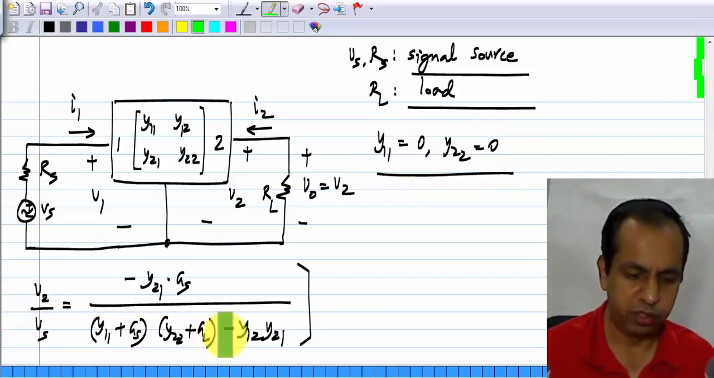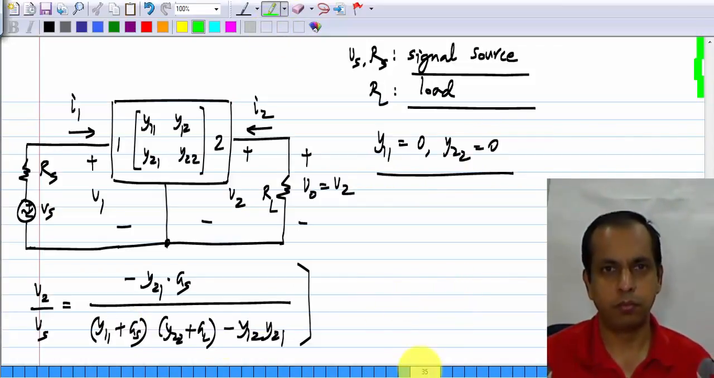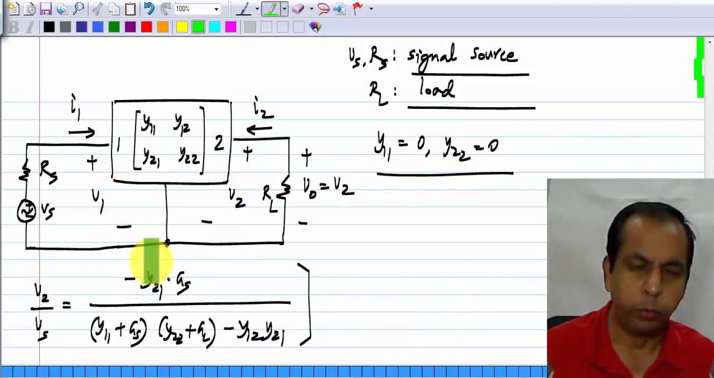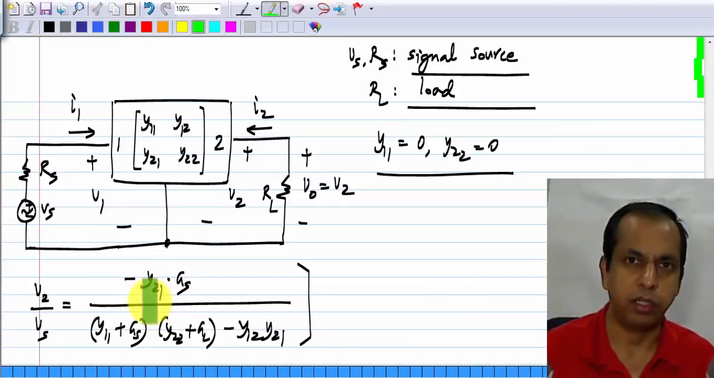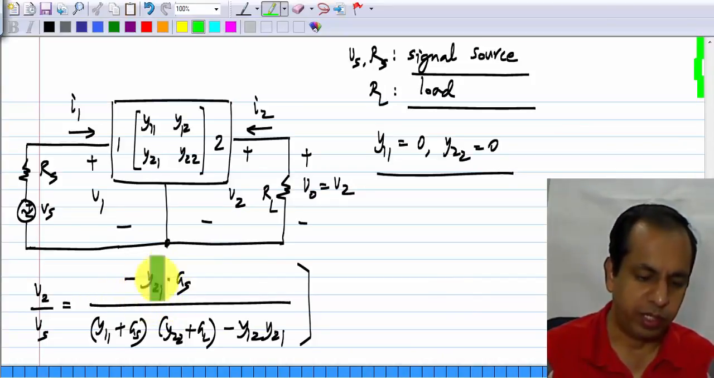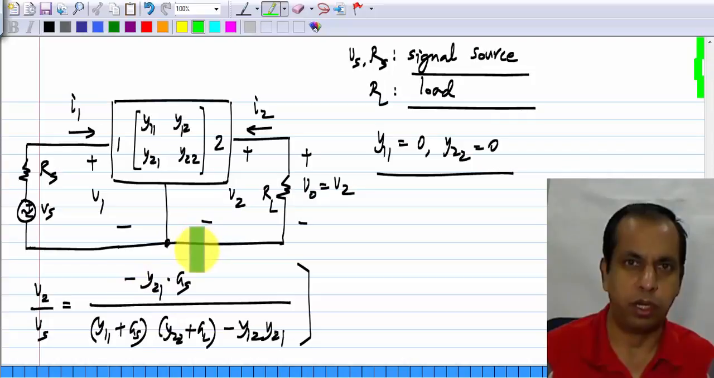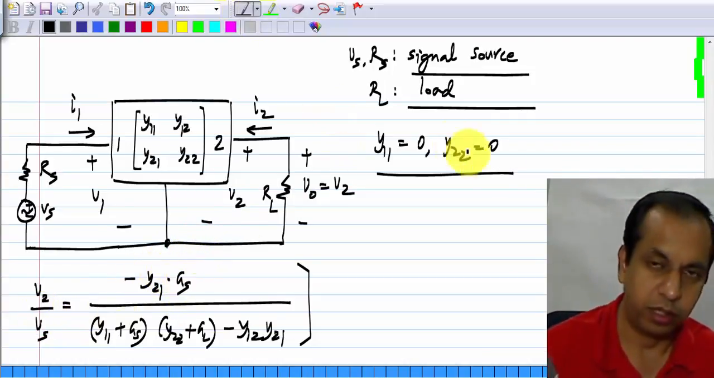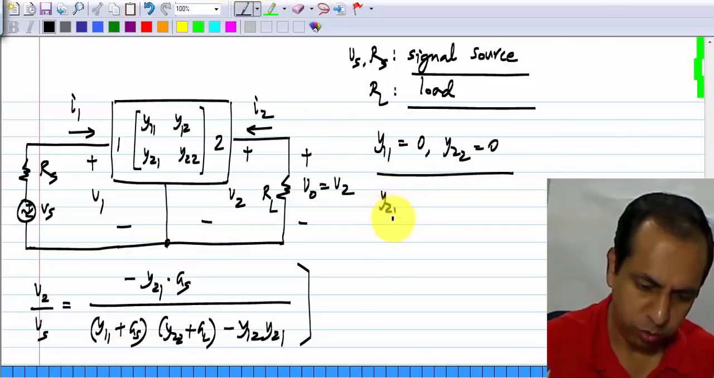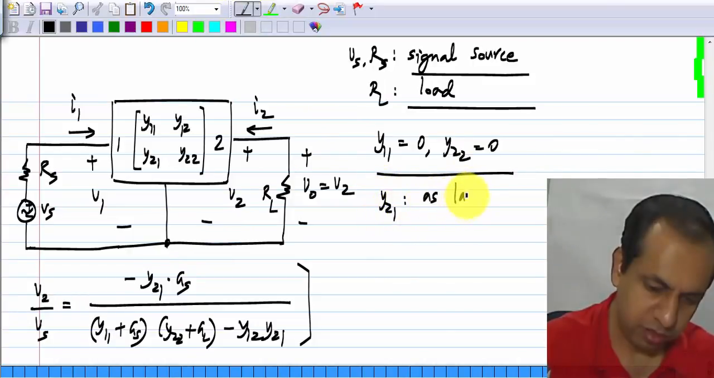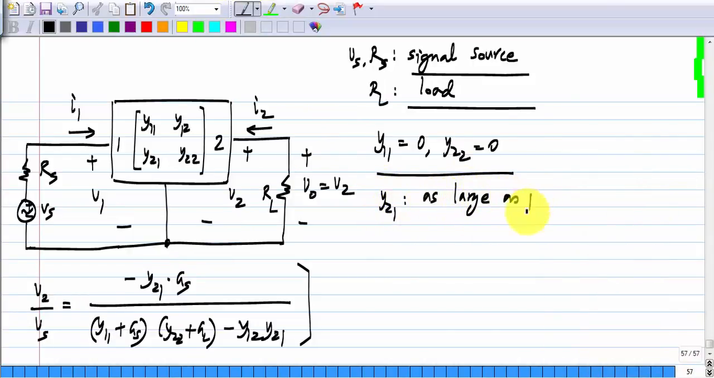This is quite simple to understand, and y21 appears only in the numerator. So clearly having as large a value of y21 as possible will maximize the gain. So y21 must be as large as possible.